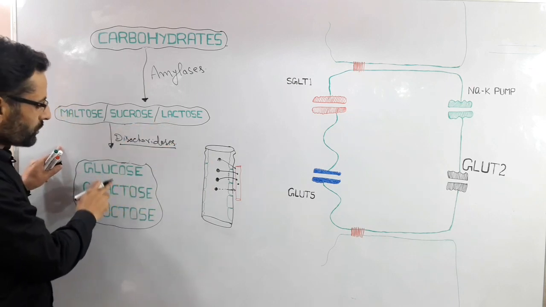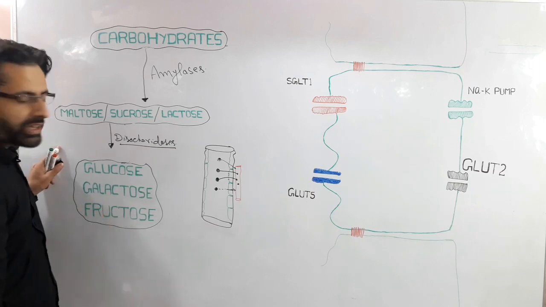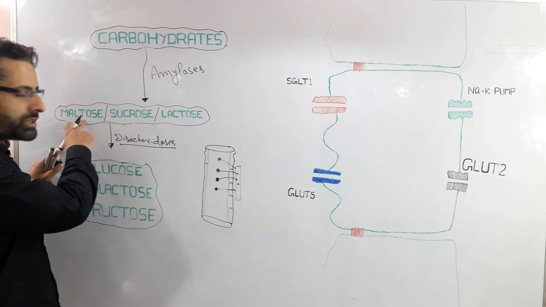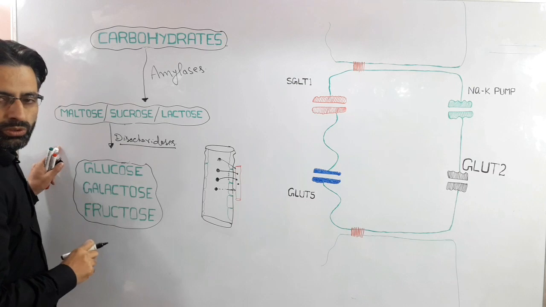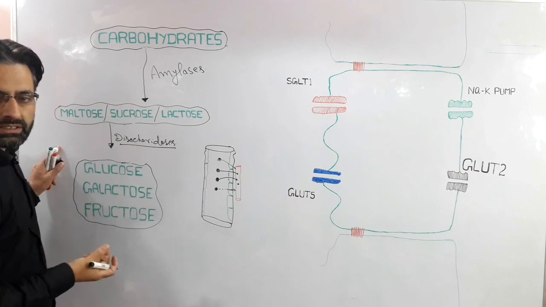We have these glucose, galactose and fructose. For example, this maltose will be converted into 2 glucose molecules by the maltase enzyme.